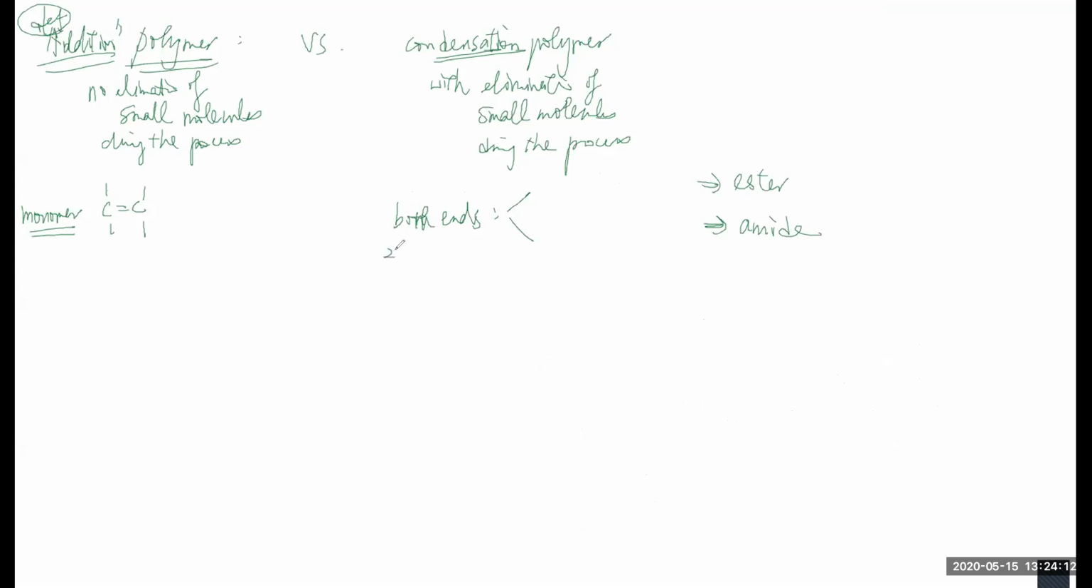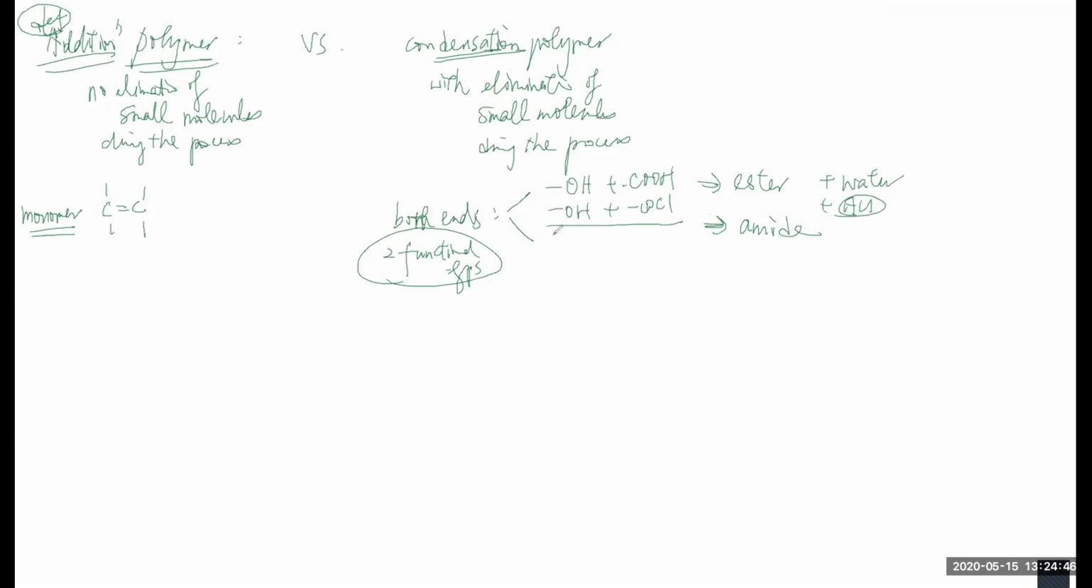So we have different combinations of those functional groups. We have two functional groups, right? So what are the combinations? It can be acid to alcohol, or alcohol to what? Acid chloride, right? So the elimination product is different. For the first one, the elimination product is water, while the second one is HCl.